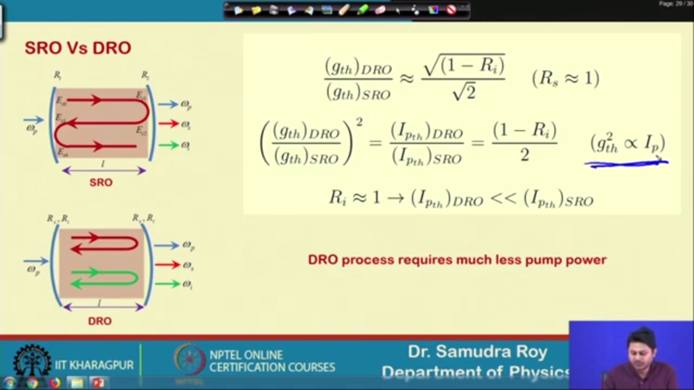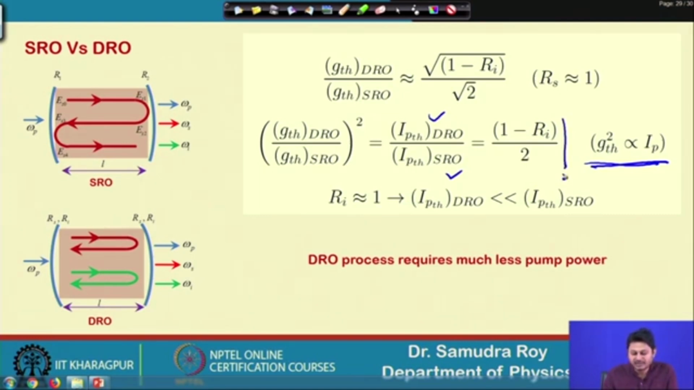Since it is proportional to the intensity of the pump, what we will do is make a square of that, so that this ratio becomes the ratio of the power of DRO, or the ratio of the intensity of the DRO versus SRO, and this intensity is the threshold intensity to have the amplification. So, we need to find out what should be the ratio of the threshold intensity of these two quantities, and on the right hand side we find 1 minus Ri by 2.